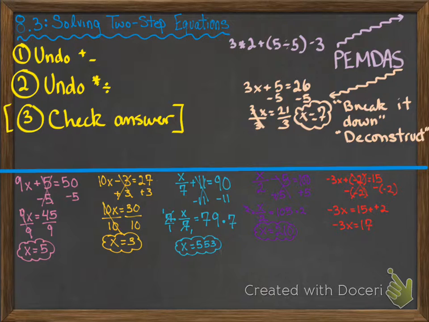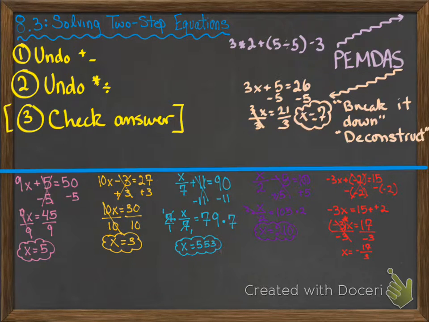So what's happening with negative 3x? Well, that's negative 3 times x. So I'm going to throw some parentheses around that negative 3. It's negative 3 times x. So how do you undo multiplication of negative 3? You're going to divide both sides by negative 3. So the negative 3's on the left cancel each other out, and you get x equals 17 over 3, negative 17 over 3. So you can leave it like that.